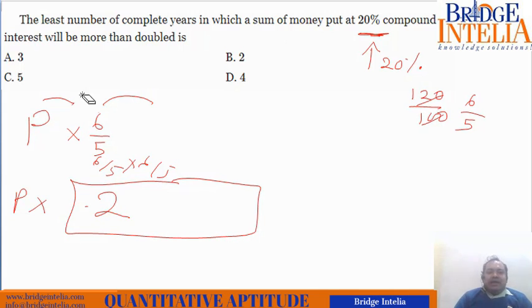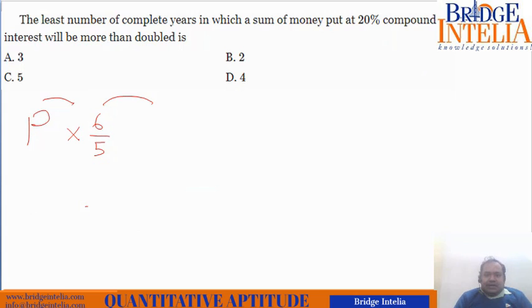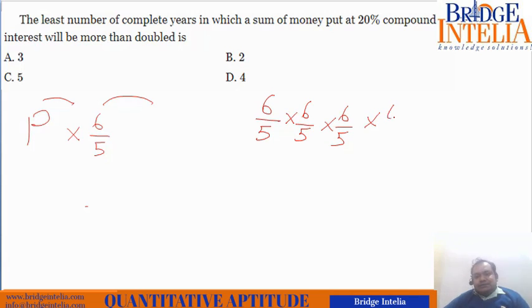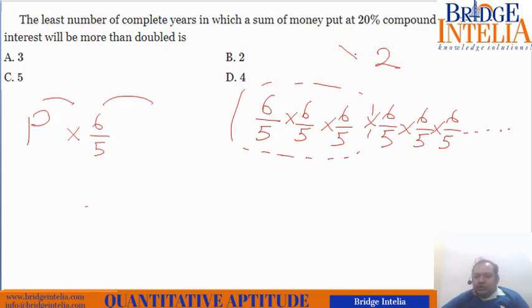So let's see a shortcut for these kinds of questions. It basically means, how many times should you keep on multiplying 6 by 5 with itself? We don't know how many times we should multiply 6 by 5 with itself so that for the first time its value becomes either equal to 2 or effectively greater than 2.